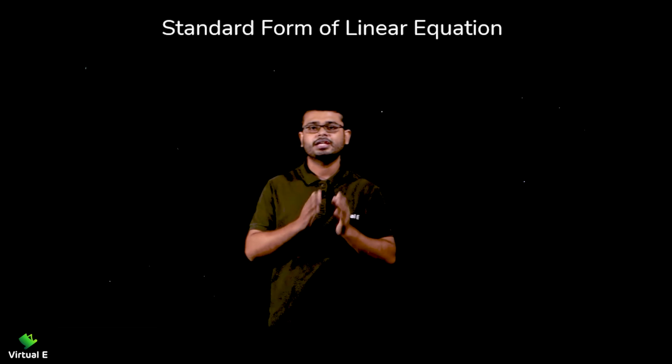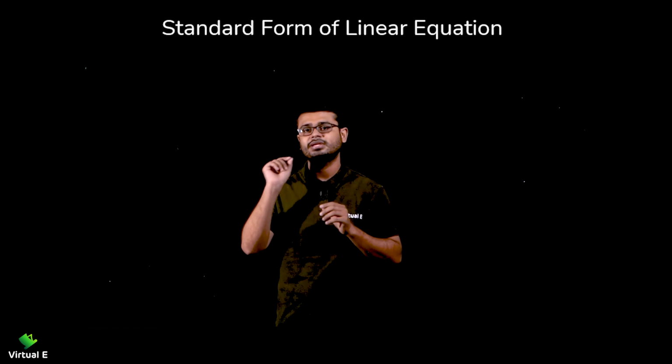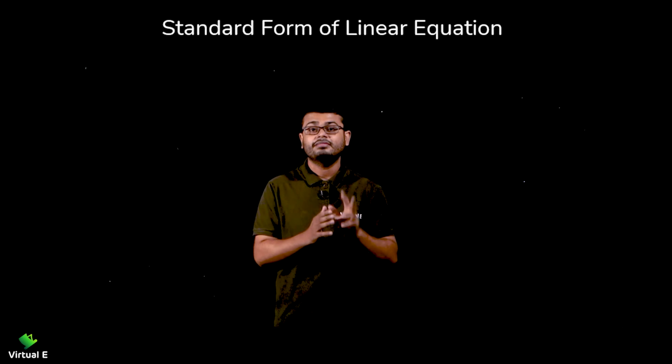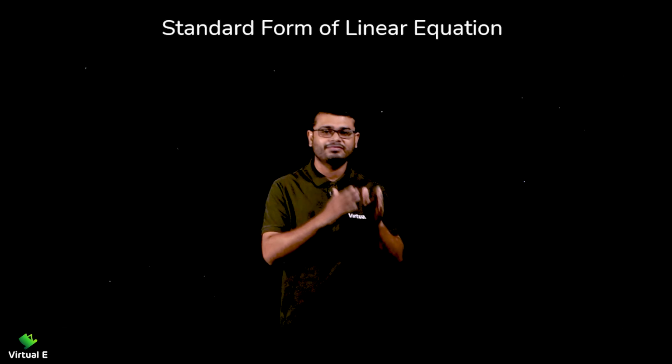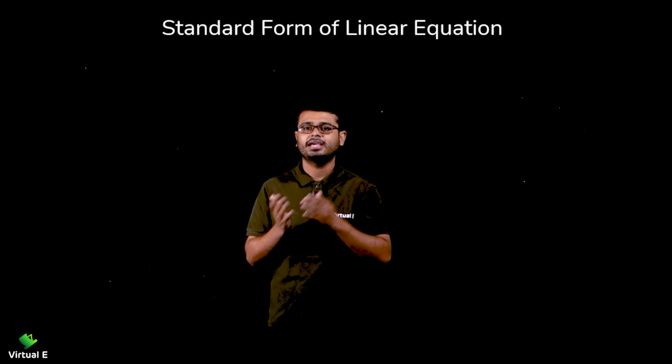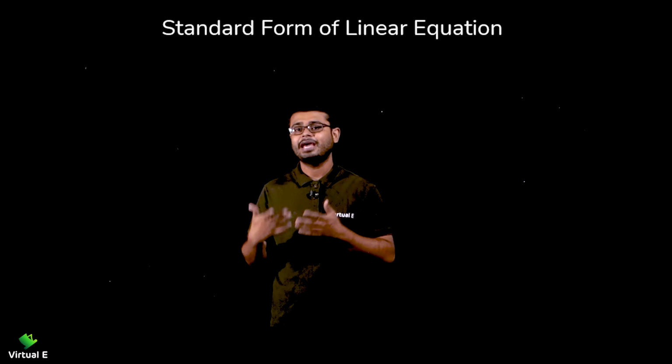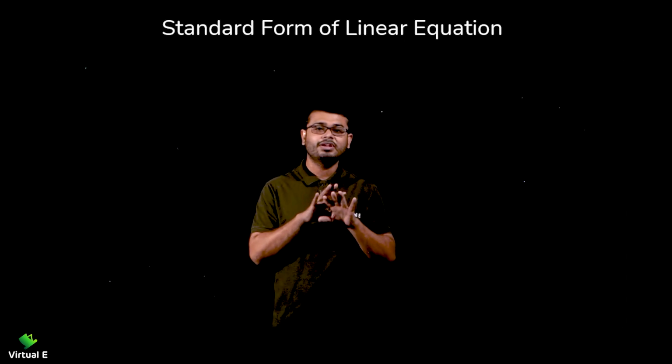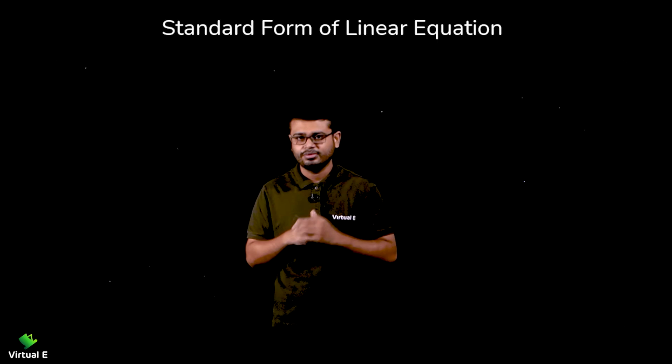Previously we discussed linear equation in one variable. We know there is only one variable. Here we have two variables, let's say x and y. We are only going to deal with x and y. You can have other variables as well, a and b, u and v, m and n, p and q, but we will only keep the standard form x and y only.